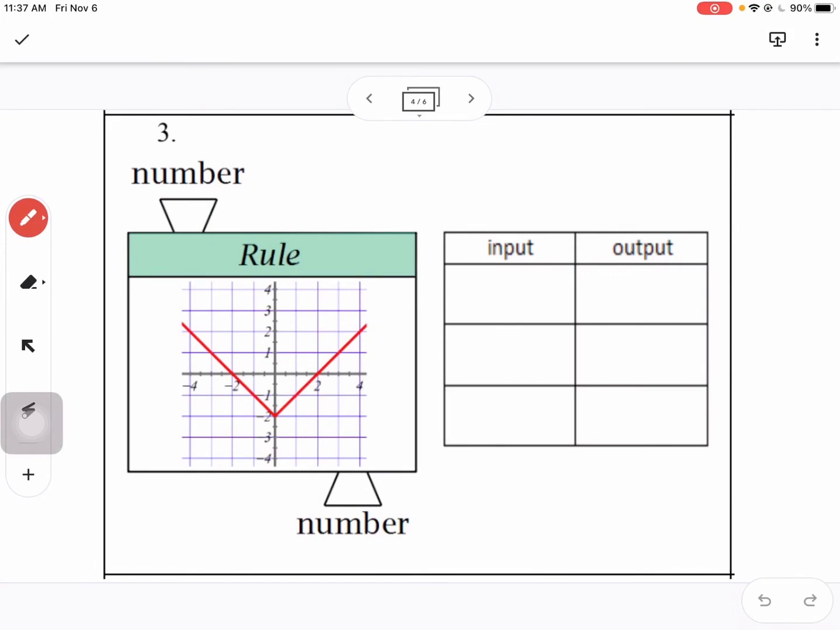So we've looked at tables, we've looked at equations. Now let's look at a graph. These are a little bit trickier to read. So I'm going to start by picking some inputs. Your X is your input and your Y is your output. So I'm going to pick a number that appears on this scale here. Let's see, I'm going to pick -3 as one of my inputs. I'll pick 1 as another, and 4.